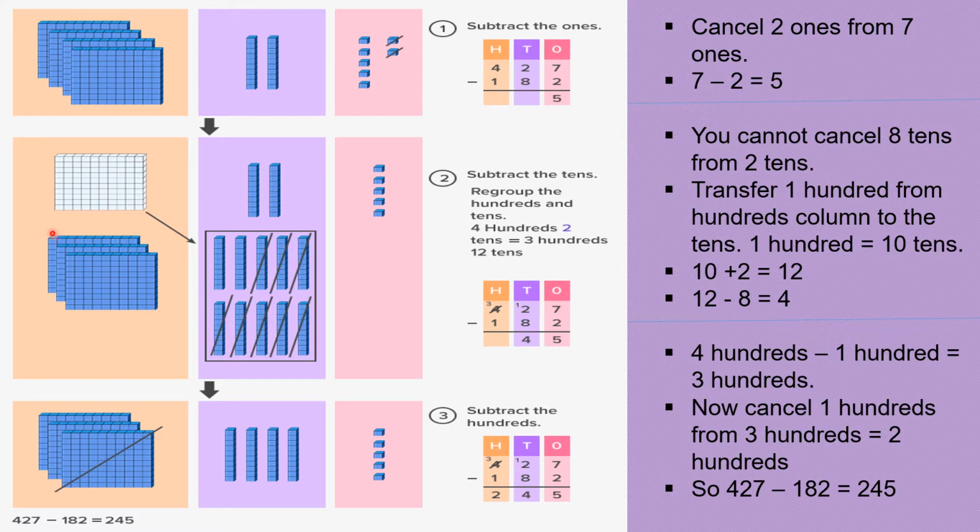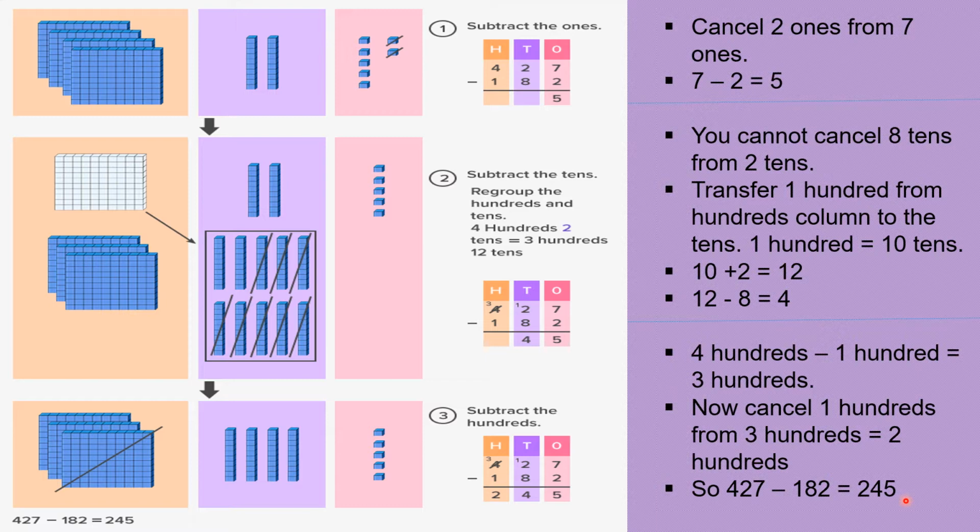So what is 3 minus 1? You can see I've got 300, 1, 2, 3. If I cancel the 1, how many are remaining? 2. 3 minus 1 is 2. So what is my final answer? 245. So that means 427 minus 182 is 245.